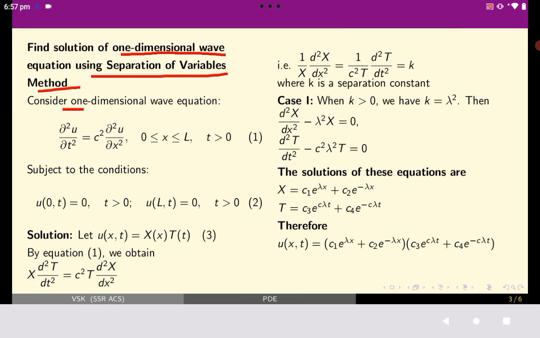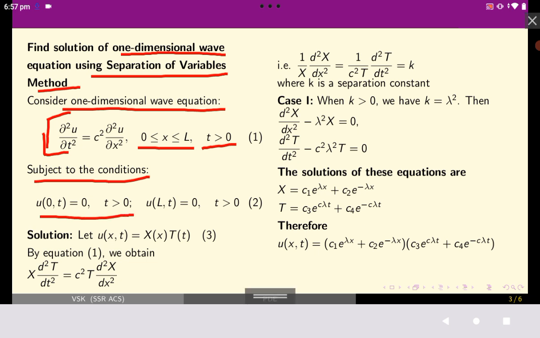So for this, consider the one-dimensional wave equation, which is given by this, where x lies in this interval and t is greater than 0, subject to the conditions which are called the boundary conditions. This is the first condition, that is u(0,t) is 0 and u(l,t) is equal to 0, where t is greater than 0. These two are the conditions given.